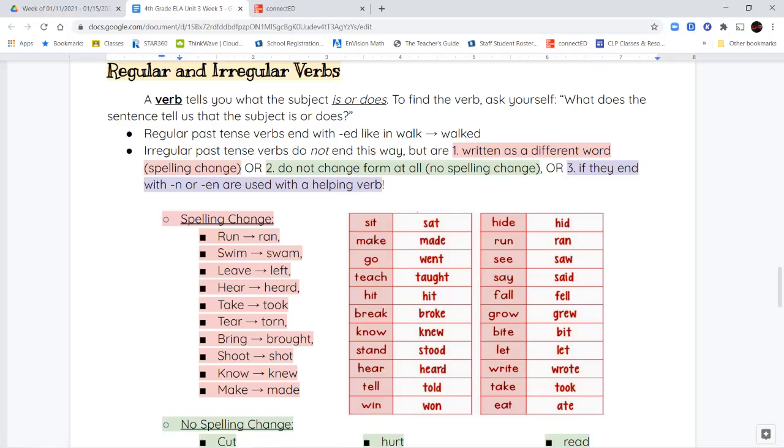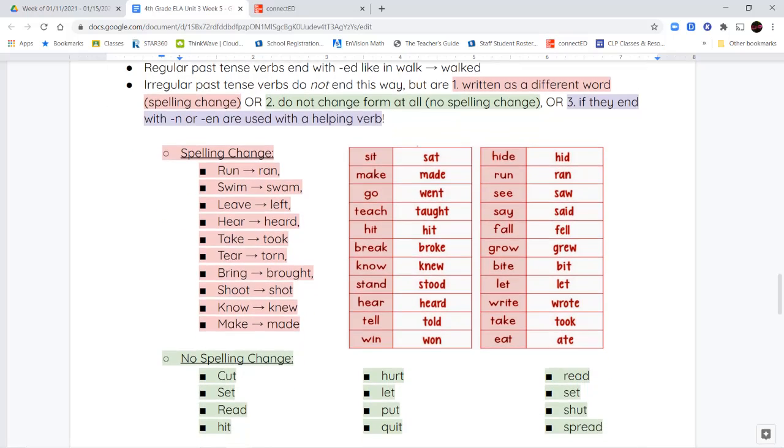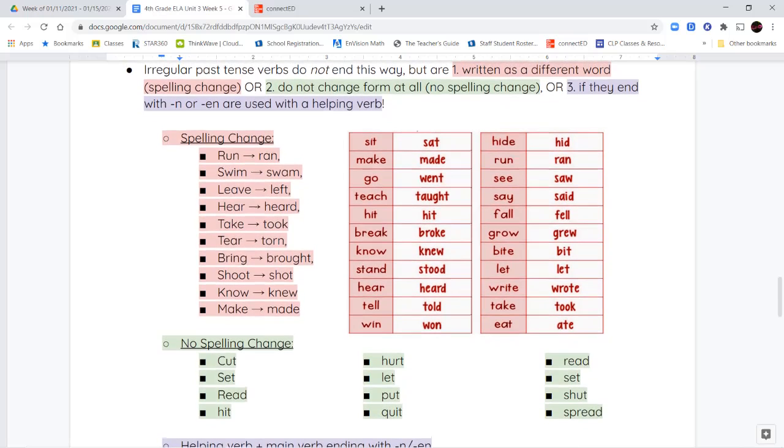So let's take a look at some of these options. Irregular past tense verbs where the whole word changes. I've given you guys several examples here. Sit becomes sat, make becomes made, go becomes went, teach becomes taught, and several other ones here that I have in this pinkish red color.